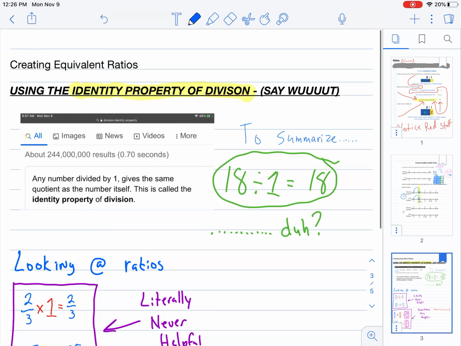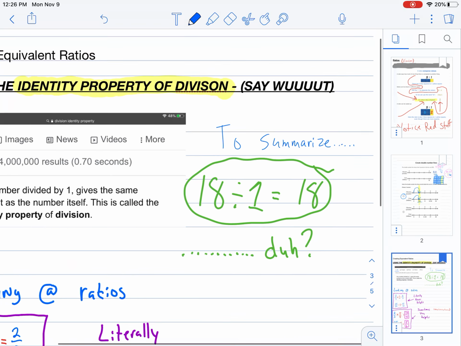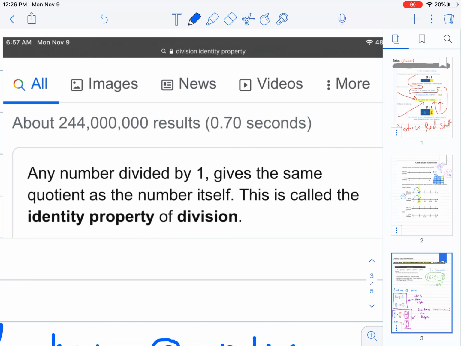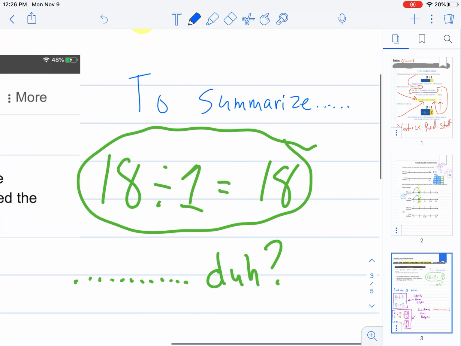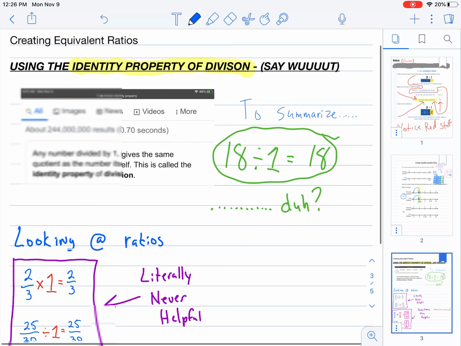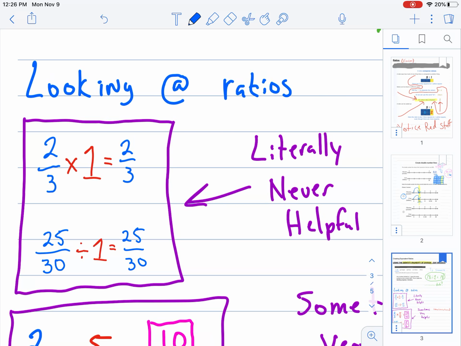So the reason this works is your identity property of division. Well, like it doesn't matter, right? To summarize this, I Googled it just to show you how it's a scary thing, right? All that it means is that if you take 18 and you divide it by 1, then it's 18. So don't Google the definition. I did for you. That's all you need to understand. Okay? And you can take that and you can use it to help you. That would never help you. 2/3 times 1 equals 2/3. Right? Okay. 25 over 30 divided by 1. Like that's not going to help you.